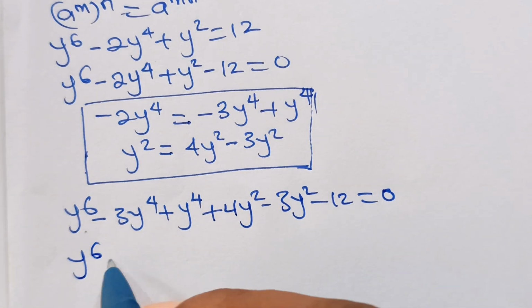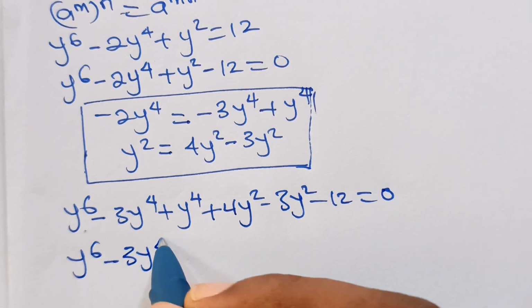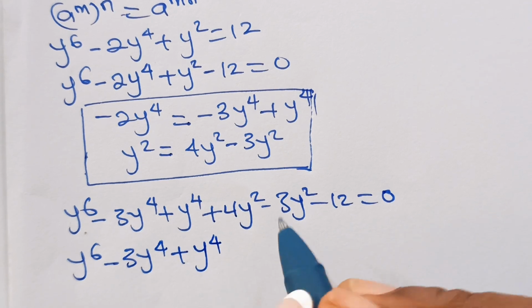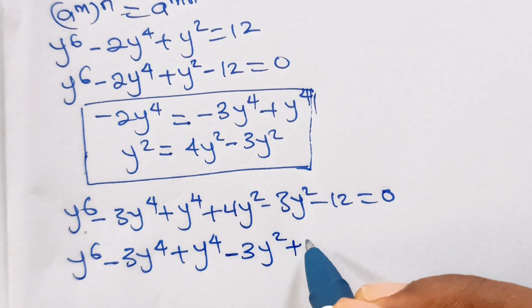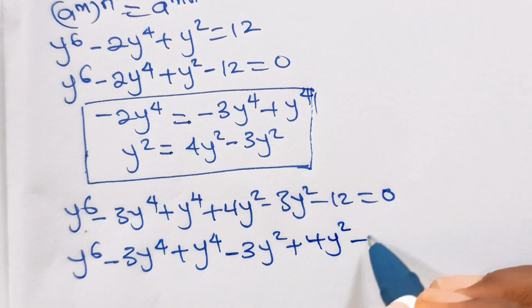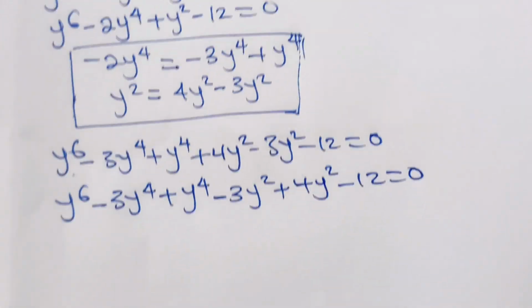Now let's write y to the power of 6, minus 3y to the power of 4, plus y to the power of 4. Let's bring this in. Minus 3y squared, let's take this to this side. Plus 4y squared minus 12 is equal to 0. You are going to see y.